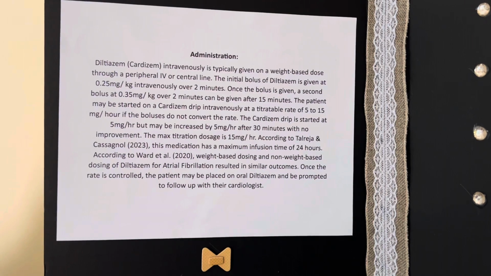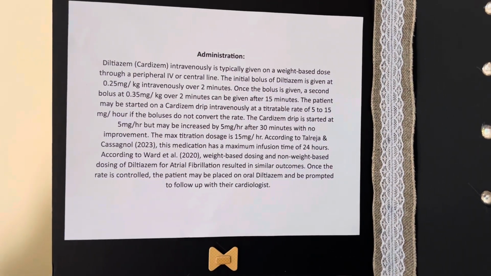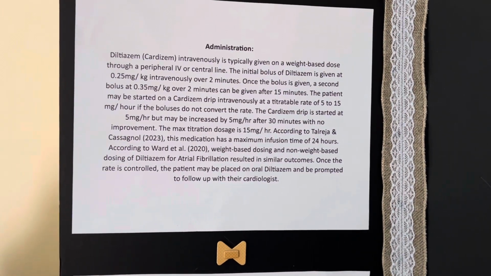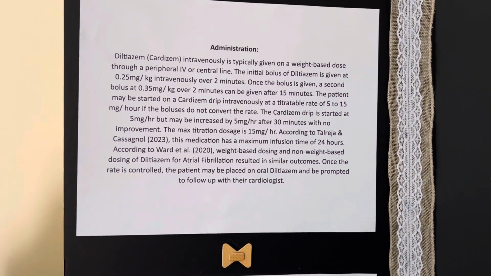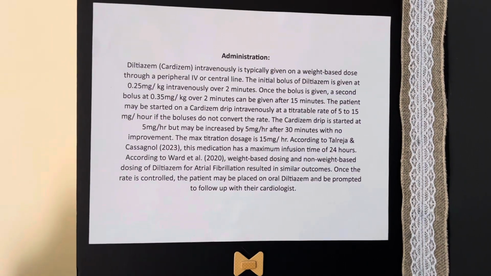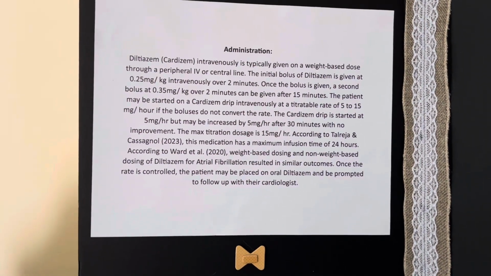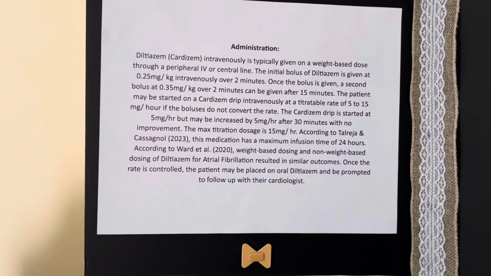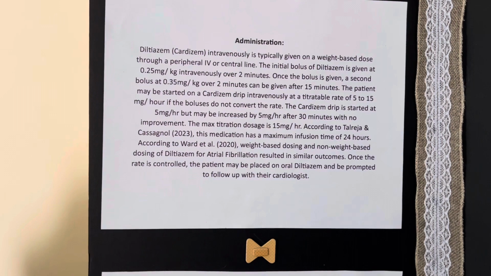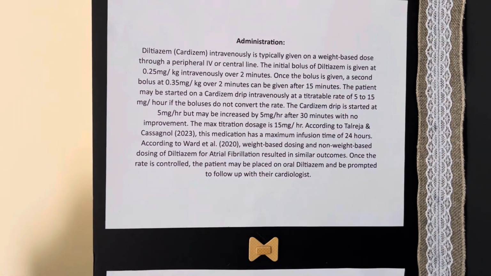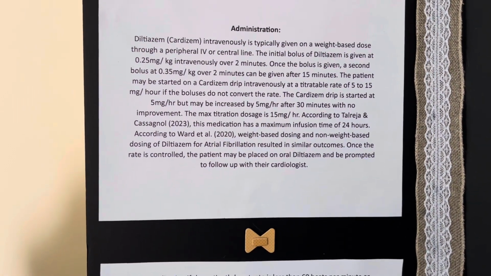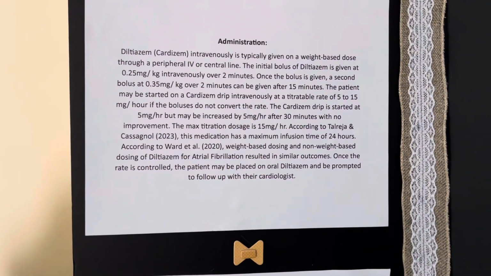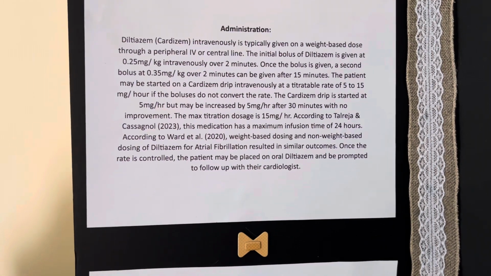IV Cardizem is typically given on a weight-based dose through a peripheral IV or a central line. Usually we give a bolus at 0.25 milligrams per kilogram intravenously over 2 minutes. And if that doesn't work, we can move to a second bolus at 0.35 milligrams per kilogram over 2 minutes. If after 15 minutes these boluses don't correct the rate, we move on to giving the patient a Cardizem drip.